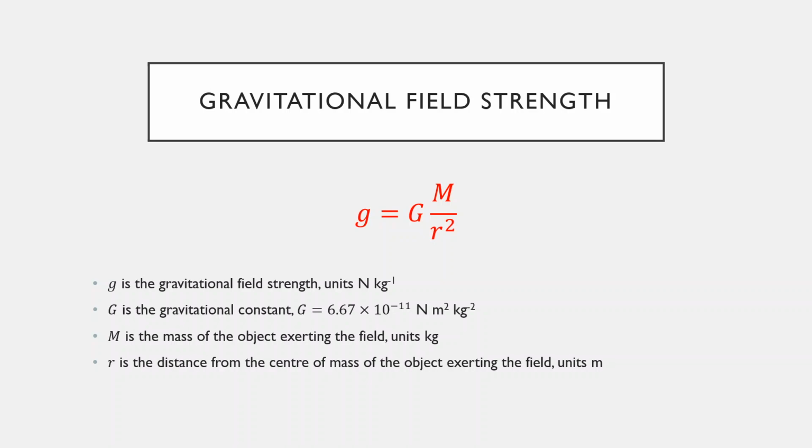So we say little g is the gravitational field strength, and we measure gravitational field strength in units of newtons per kilogram. That's a really interesting quantity, really interesting unit. We'll look at that in just a second.